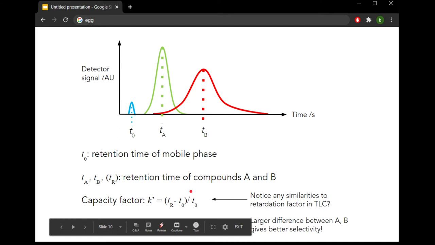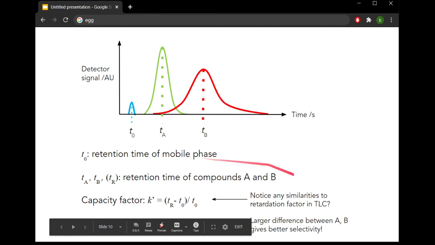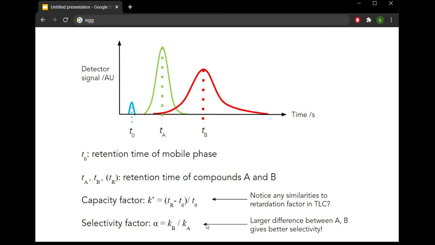So one way of thinking of capacity factor, it's very similar to the retardation factor in TLC, where T0 is your solvent front, the distance traveled by your solvent, or in this case, the time taken for your solvent to reach the detector. Likewise, the selectivity factor at the bottom, oh, sorry, it seems like it's being hidden. Give me a second. The selectivity factor alpha is basically your capacity factor or RF of B divided by your capacity factor of A, or your RF of A. Because B is eluted later, KB is bigger, while A is eluted earlier, KA is smaller. So KB divided by KA will always be a positive number. And the bigger it is, the further away the peaks are.